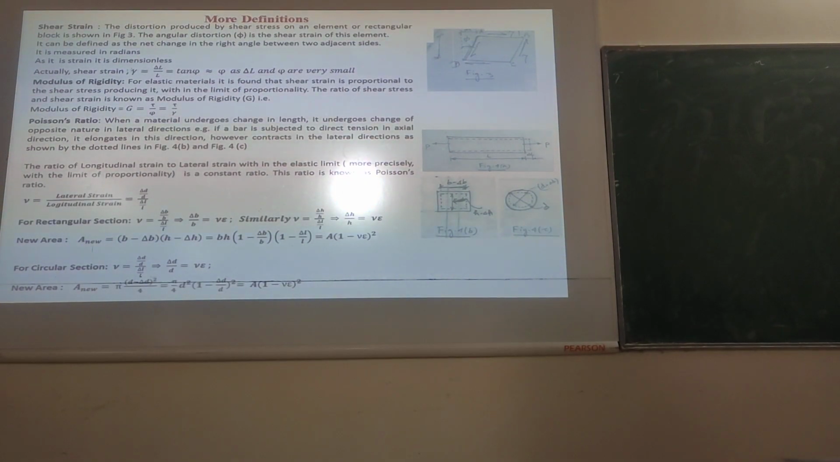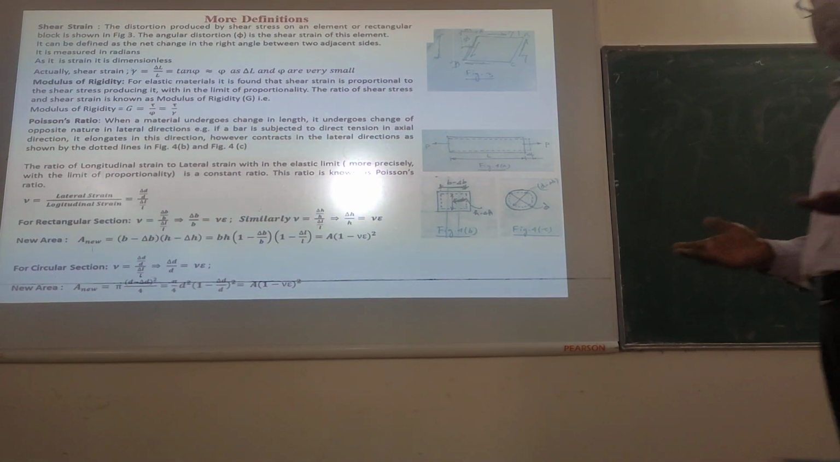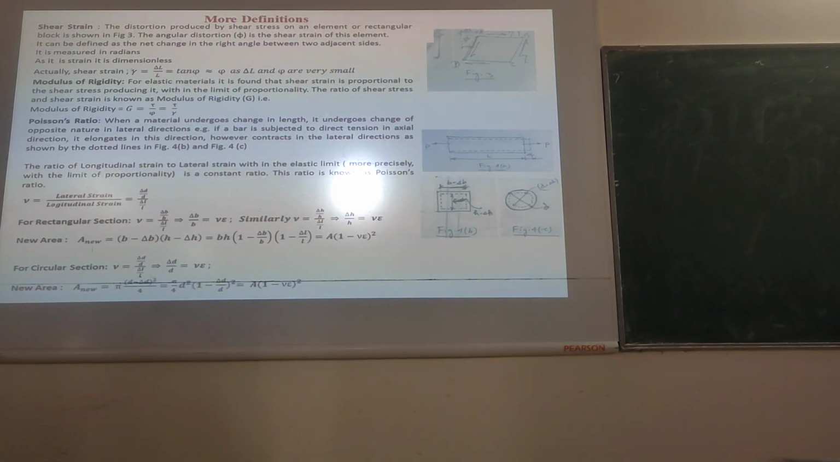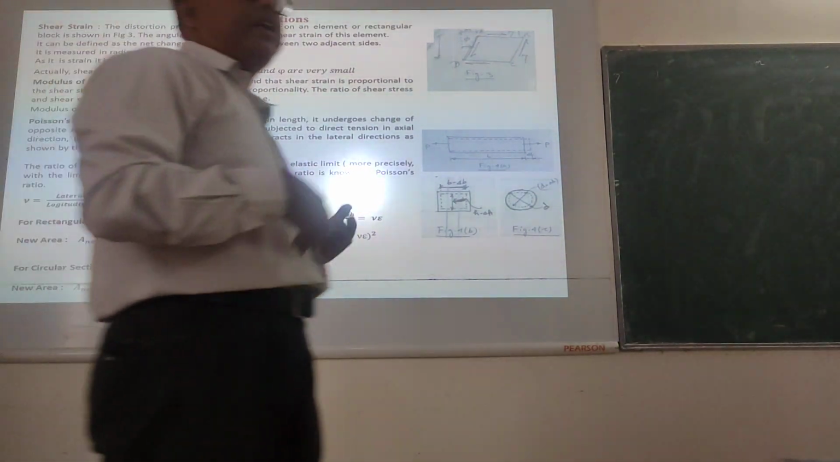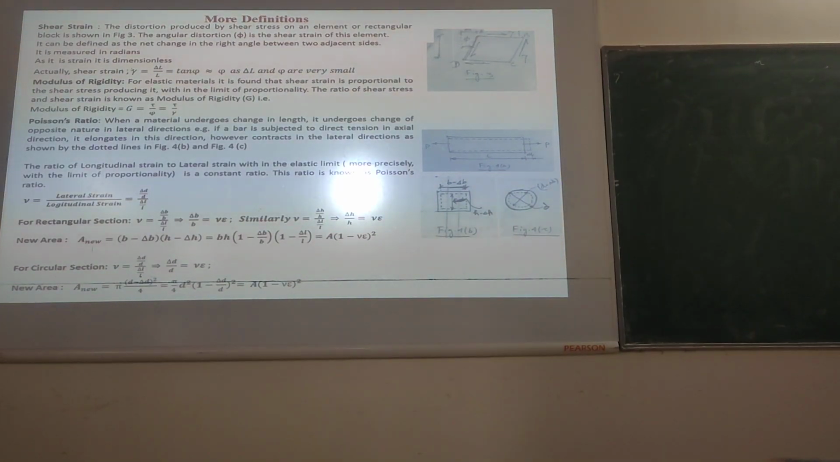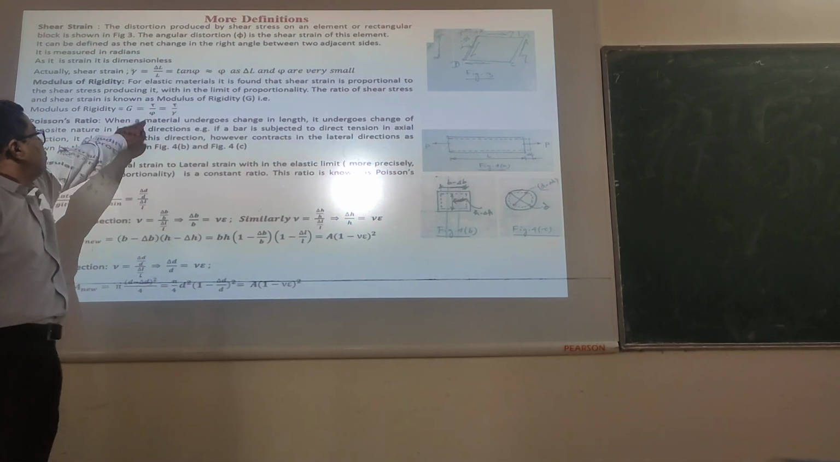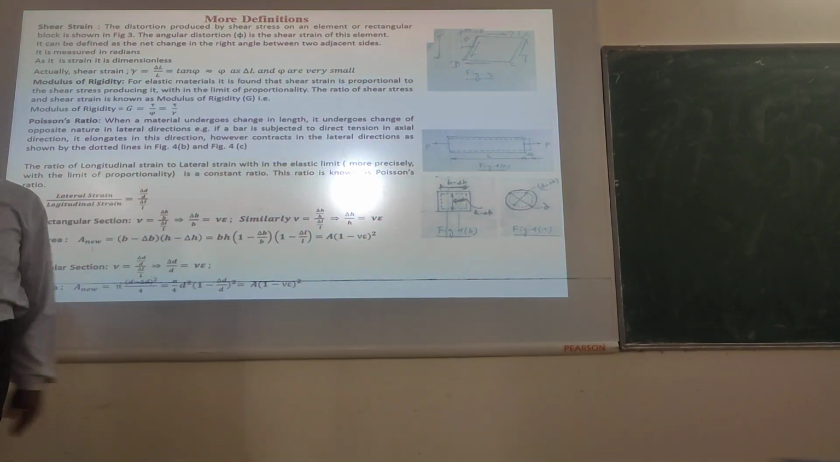From this shear strain you get another one, the modulus, because Hooke's law is valid within the limit of elasticity. So in the case of shear stress also Hooke's law is valid, and shear stress will be directly proportional to shear strain within the limit of proportionality. Within that limit there will be a proportionality constant, and that constant will be termed the modulus of rigidity, and that is termed G. So G is nothing but tau by phi.